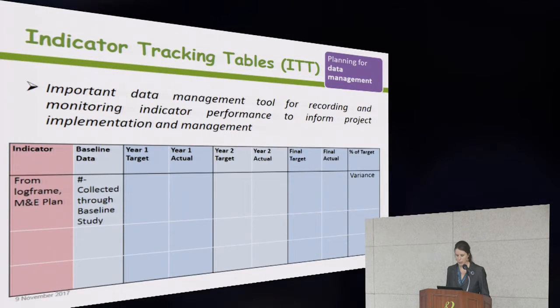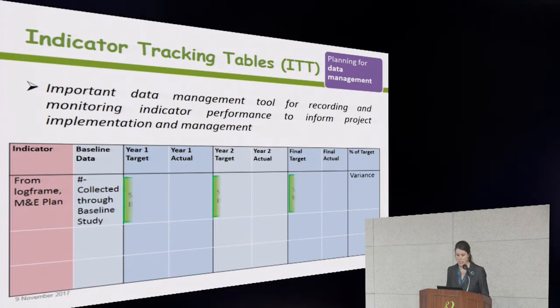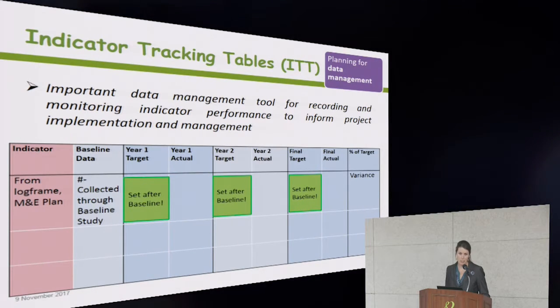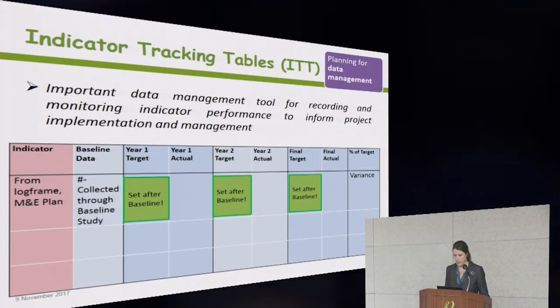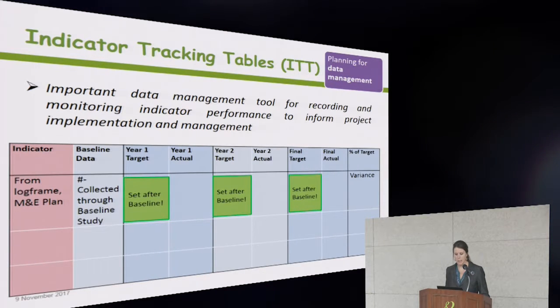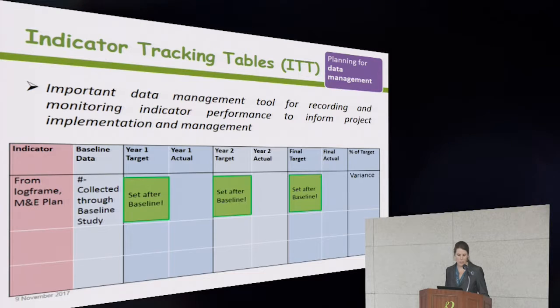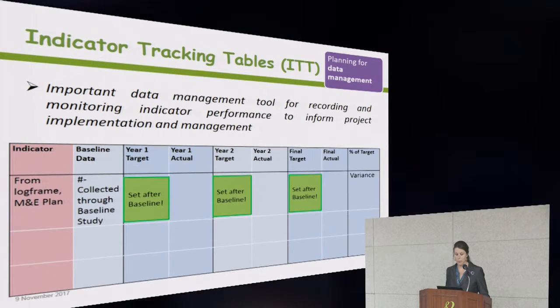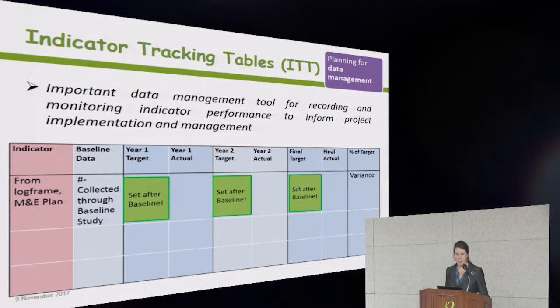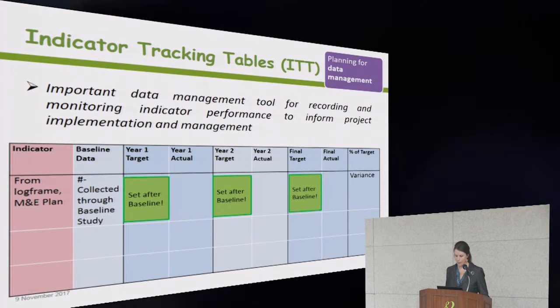So this is where you'll put your baseline data and your performance targets, which you set after baseline data collection, and then your actual data. So again, like the M&E plan, this can have various formats, but it should at least include the indicator, baseline data, targets, and actual.